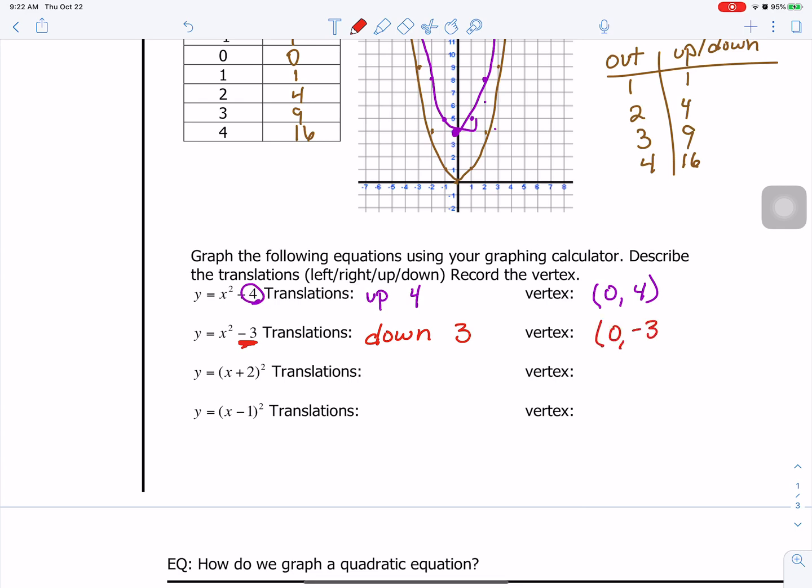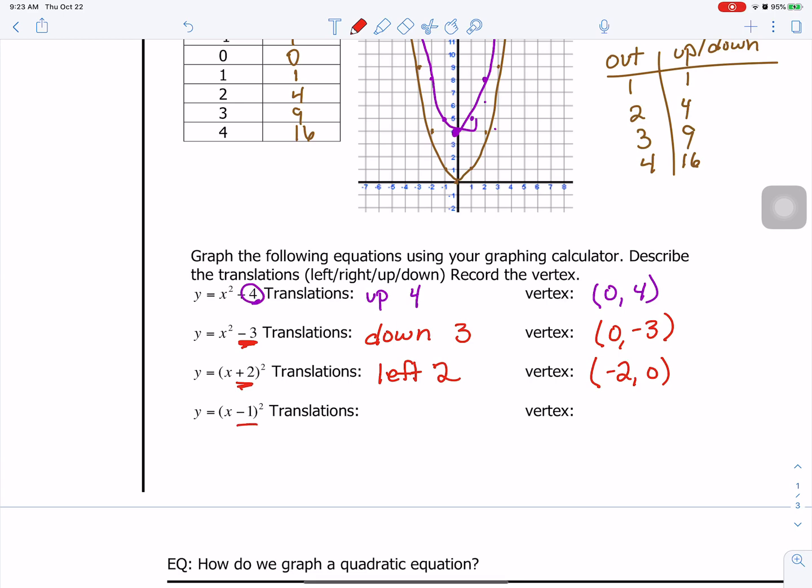0, negative 3. A plus 2, this one, it's going to be the opposite of what you think. It should move it to the left because -2 is what's going to make that equal to 0. So this is going to move it left 2. So it's -2, 0 is my new vertex.